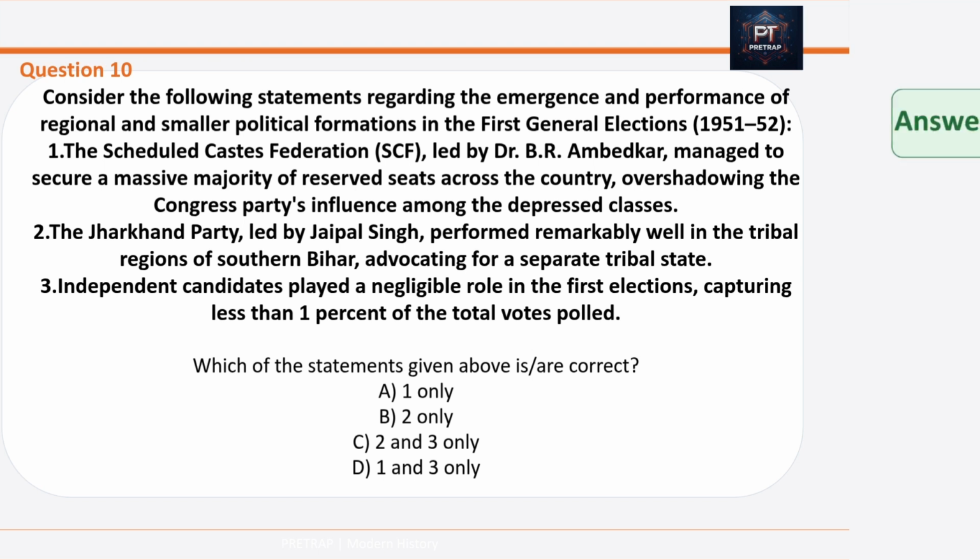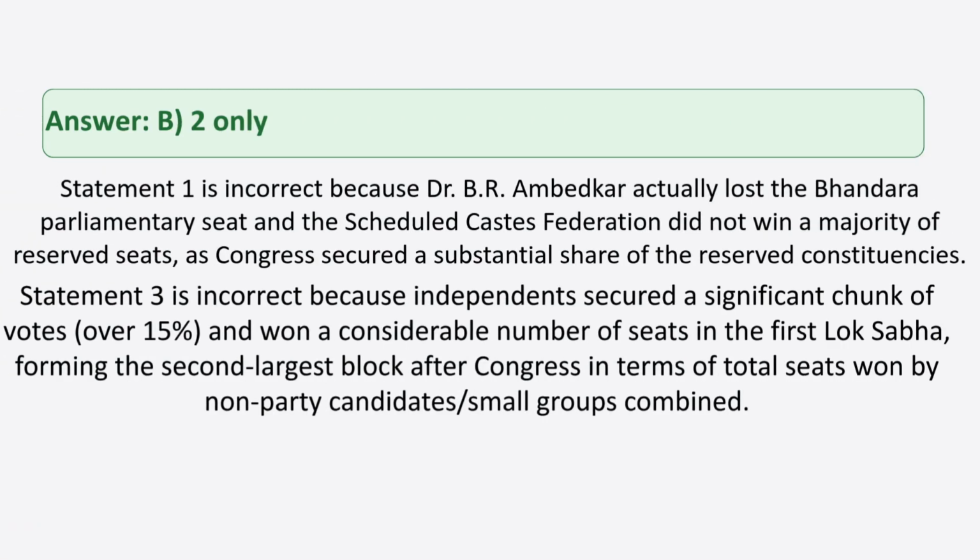And the answer is option B, 2 only is correct. Statement 1 is incorrect because Dr. B.R. Ambedkar actually lost the Bhandara parliament seat and the Scheduled Caste Federation did not win a majority of reserve seats as Congress secured a substantial share of the reserve constituencies.